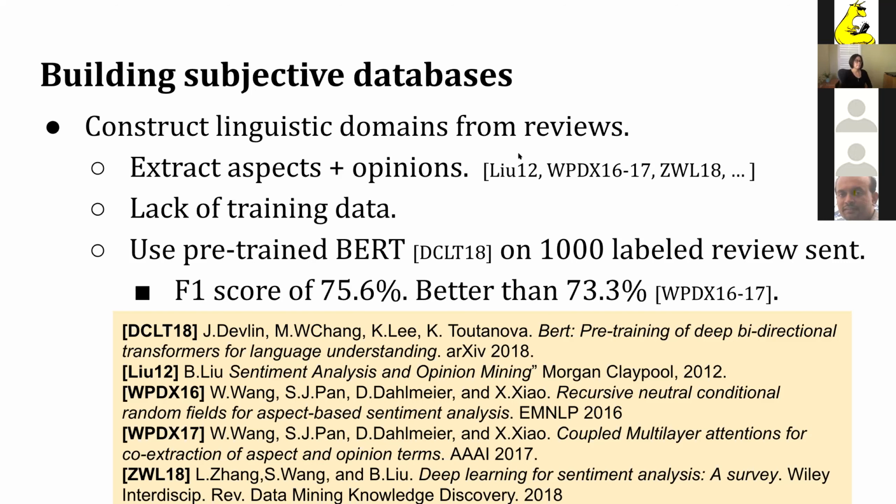One immediate issue we faced was that there is no good way of doing this really well. What we did was to use, like everybody else today, a pre-trained BERT model with some labels that we created. And we could do the extraction pretty well. Actually, since then, we have developed our own in-house extractor, which is doing pretty well, I would say, beating quite a number of state-of-the-art aspect opinion extraction methods.